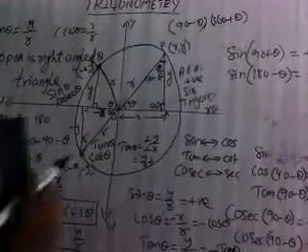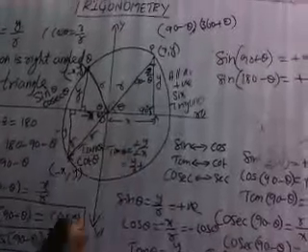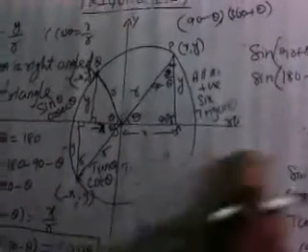Remaining all are negative in the third quadrant. Now come to the fourth quadrant.